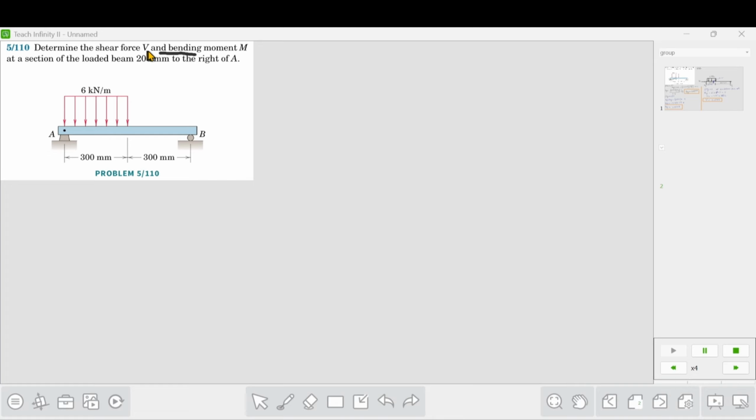Determine the shear force and bending moment M at the section of the loaded beam 200 mm to the right of A. So at this point, we have to determine the shear force and bending moment. First of all, we have to draw a free body diagram of this loaded beam, which is loaded with 6 kN per meter of UDL.